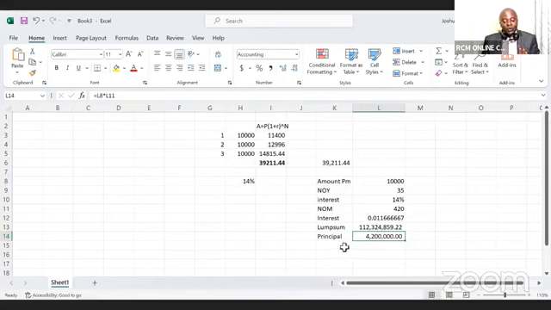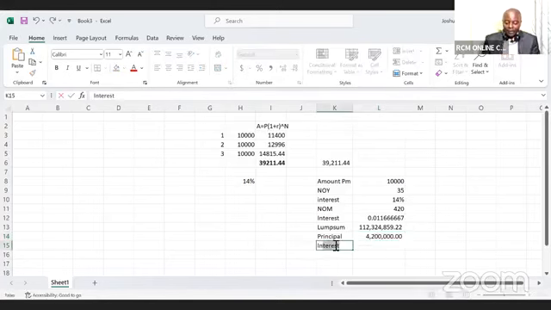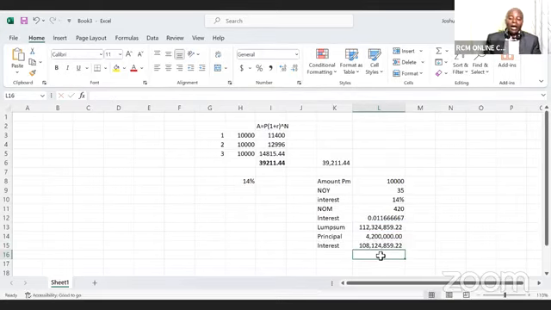If I'm calculating the interest here, ladies and gentlemen, the interest will be equal to the lump sum amount minus the principal amount, like that. You can see our whole 108 million is interest. Now, this is crazy. I mean, this is crazy.